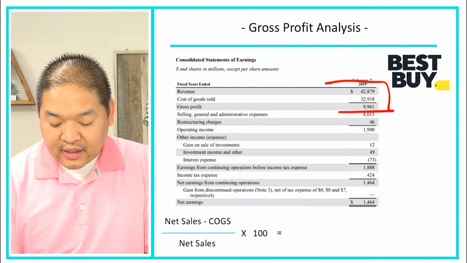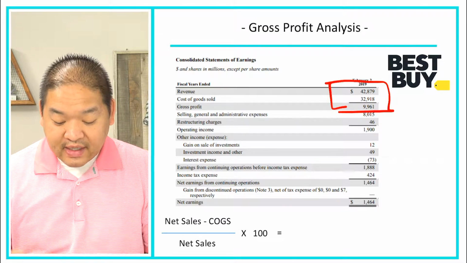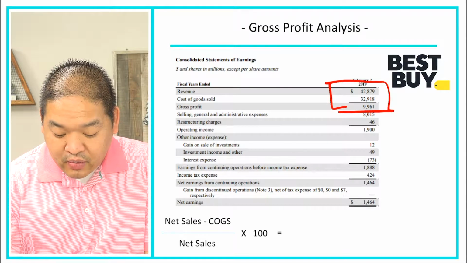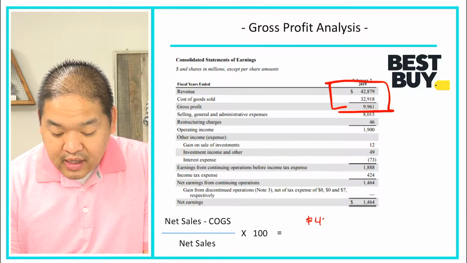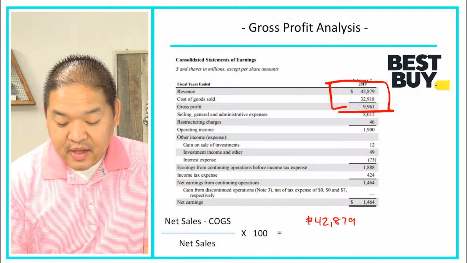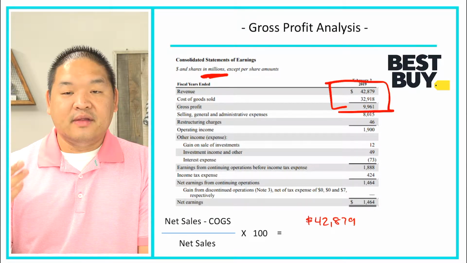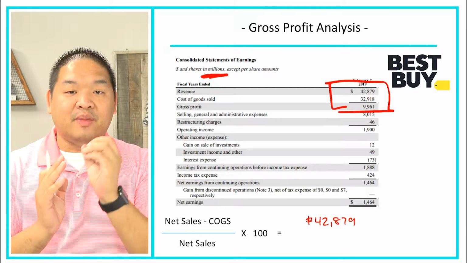So this box right up here. So we know that to calculate gross profit, we're going to take net sales. So net sales would be revenue. So 42 billion 879 million. How do I know it's billion? Because it says up here everything is in millions. So a 9, if they just put 9, that would be 9 million.